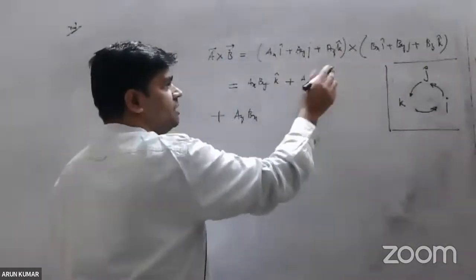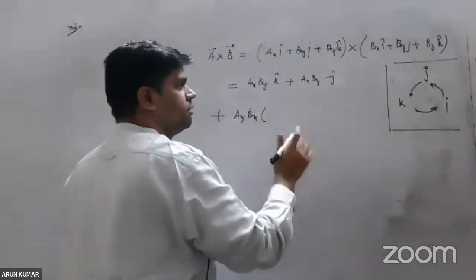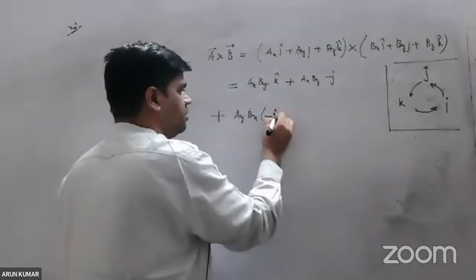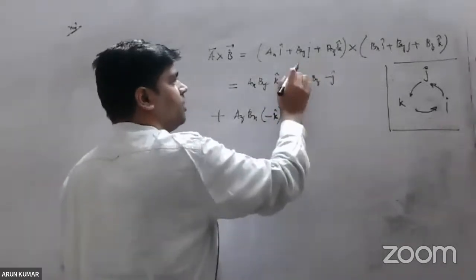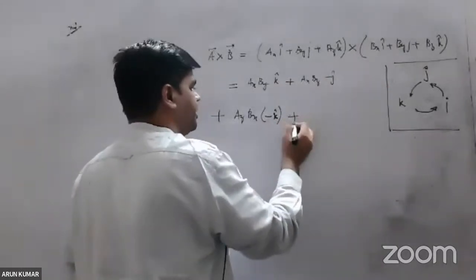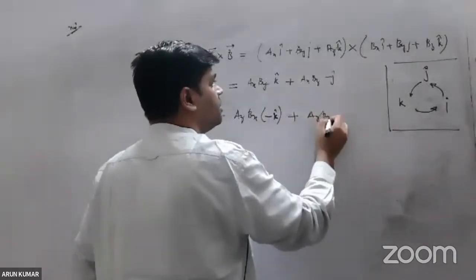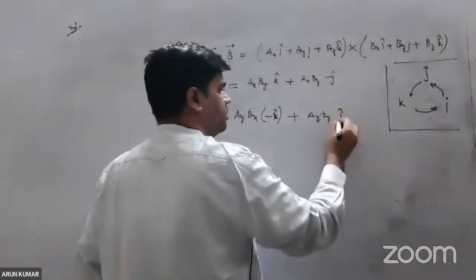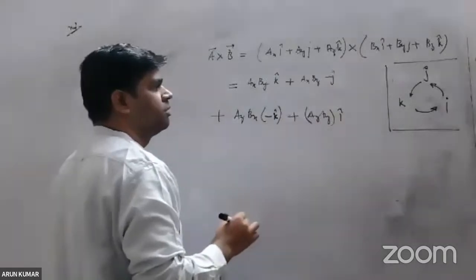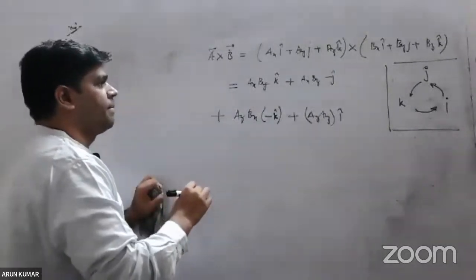Ay bx j cross I. What is j cross I? Minus k cap. Then ay by is 0, so I'll not write that. Ay bz j cross k. That is I.